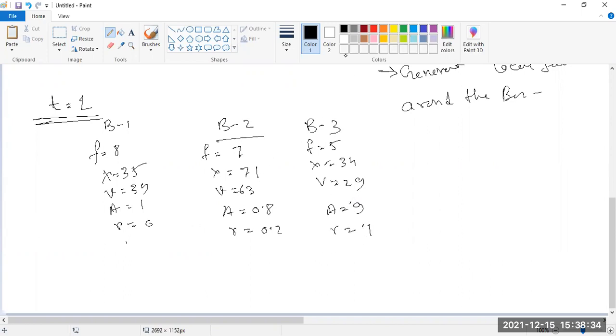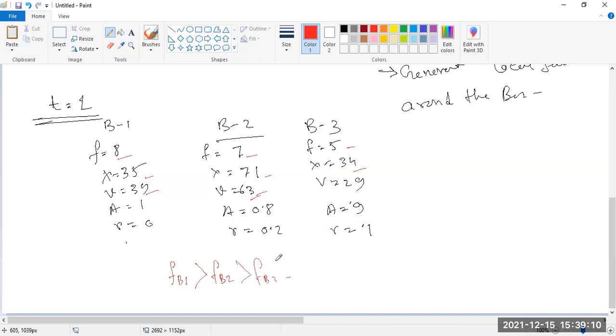Look, by examining this you can see the frequency differs from each other. Position is also differing: this position is 71, this is 35, this is 34. Velocity is also changing, and this velocity is much higher. You can see the frequency of bat 1 is greater than bat 2.